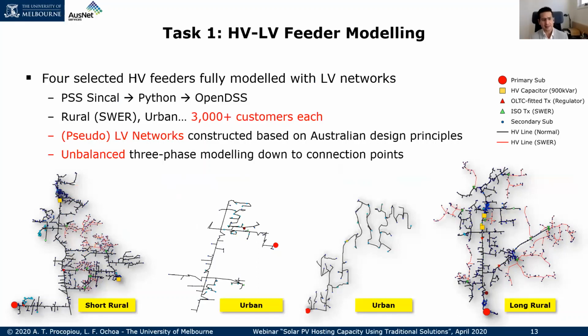The data itself of the low voltage networks, in terms of the corresponding conductors and topology, wasn't available from AusNet. Unfortunately, most distribution companies in the world don't necessarily have this data. It might be in GIS, but not necessarily for electrical analysis. So we decided to use our know-how and design principles used here in Australia, and we created pseudo low voltage networks. They are not the same, that's a caveat, but they are pretty good. And of course, all this modeling is three-phase and balanced, and that allows us to be very realistic.